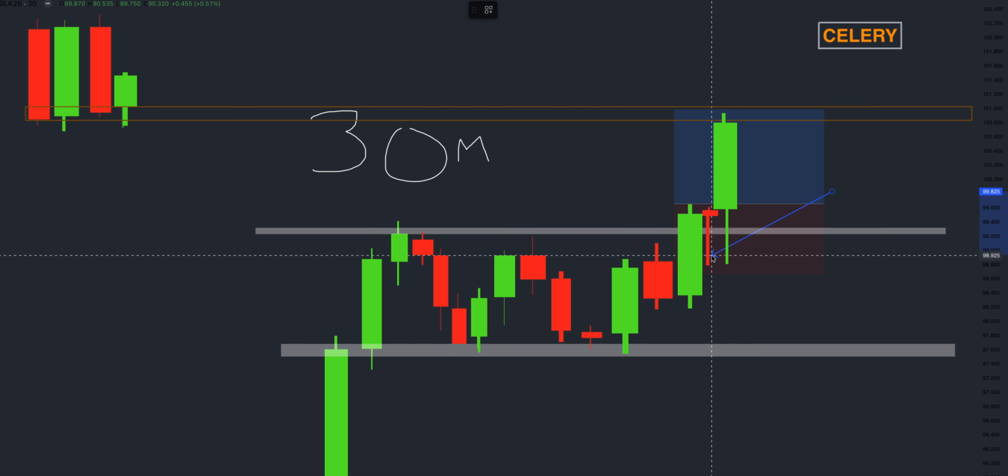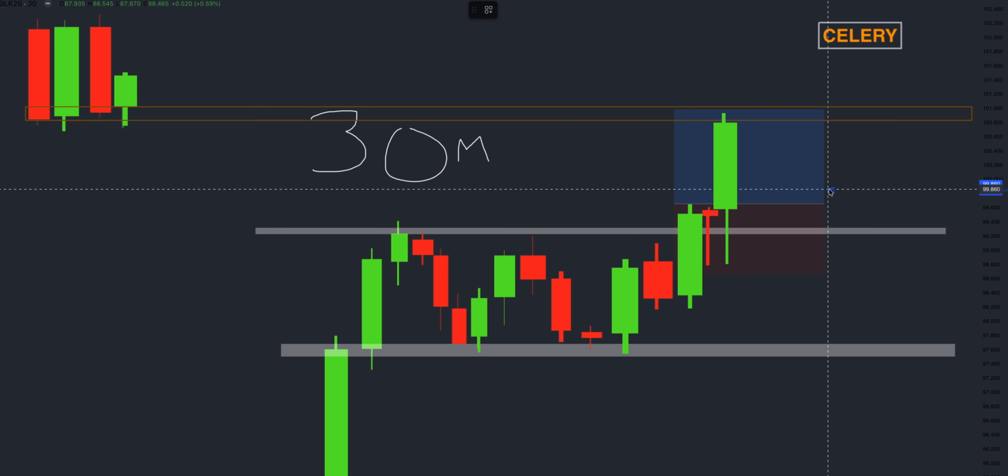It has a very, very high probability of retesting the range. And what I mean by more confirmation is that price is staying above this overall range right here. This resistance, price is staying above that. So it's more probable that price is going to continue to go retest the top of this range. And so I love the celery.